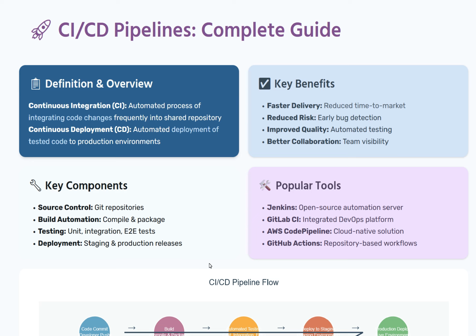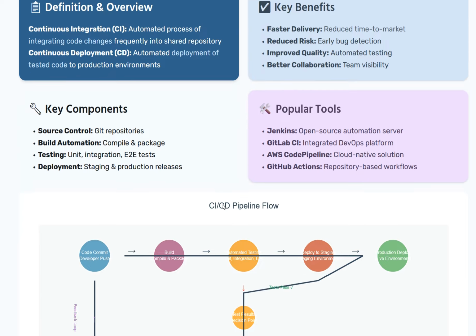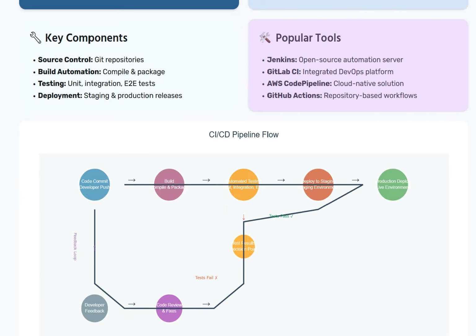early bug detection, because you do staging and then production. Improved quality, so automated testing, and then better collaboration, so team visibility, right? You have probably heard about or seen some of the popular tools for this process: Jenkins, an open source automation server, and then GitLab CI, an integrated DevOps platform, and then AWS CodePipeline. We're probably going to talk about that, a cloud native solution, and then GitHub Actions, repository based workflows.